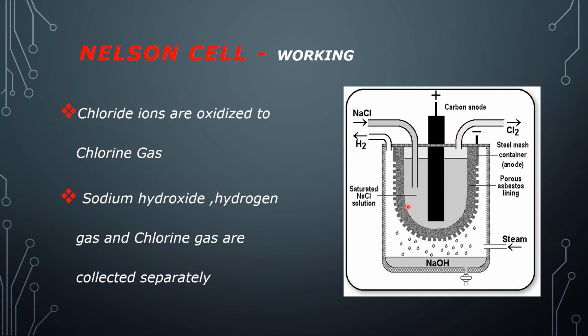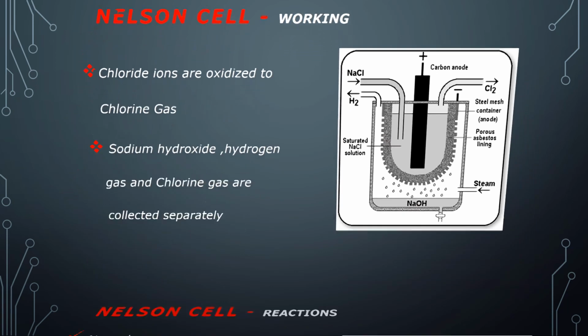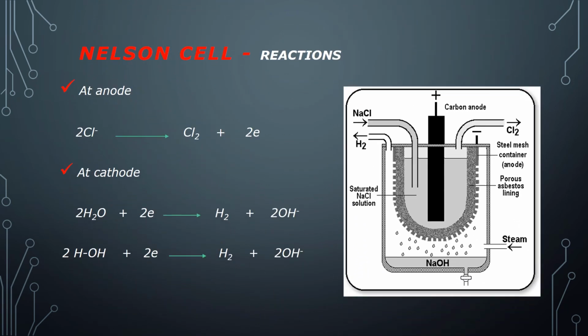The hydrogen gas which is produced passes through the perforated asbestos lining and the steel container, and it is collected separately. The sodium and hydroxyl ions drop into the container where they are present in the form of aqueous solution. Means chlorine gas, hydrogen gas and sodium hydroxide are collected separately. These are the reactions taking place in Nelson cell.